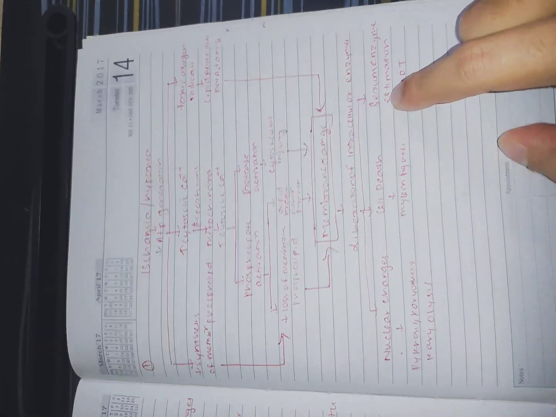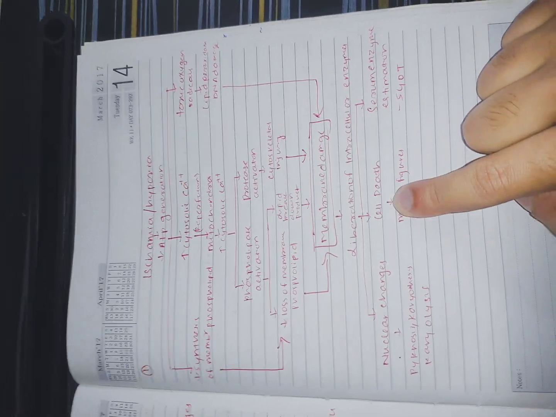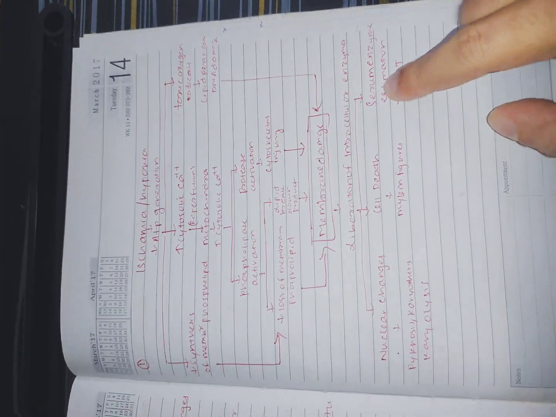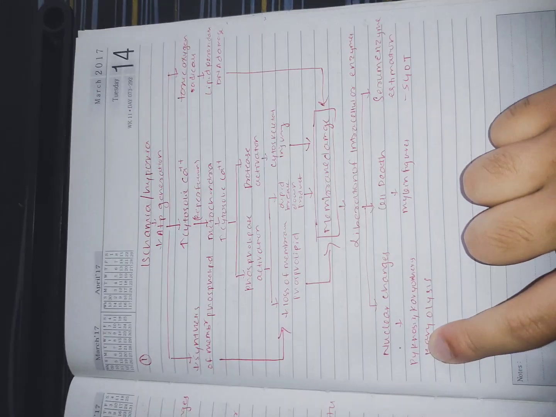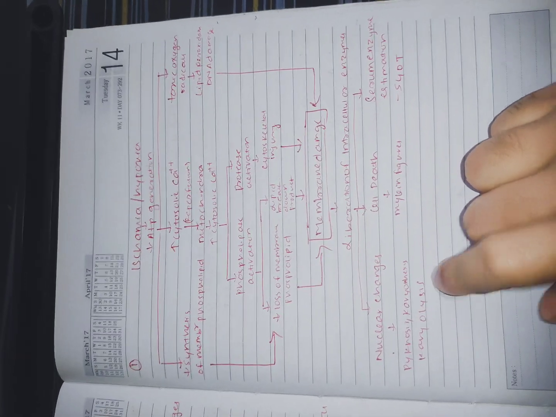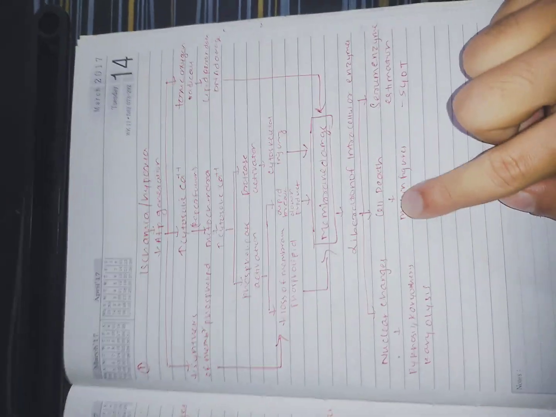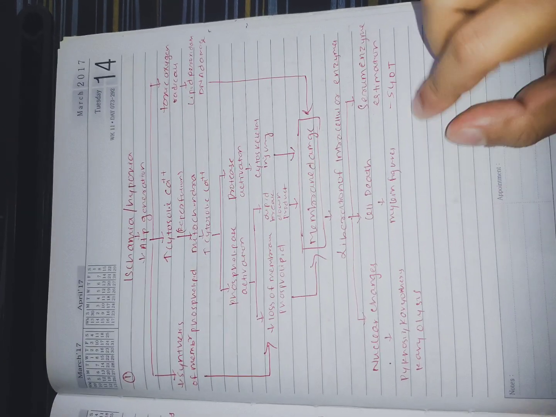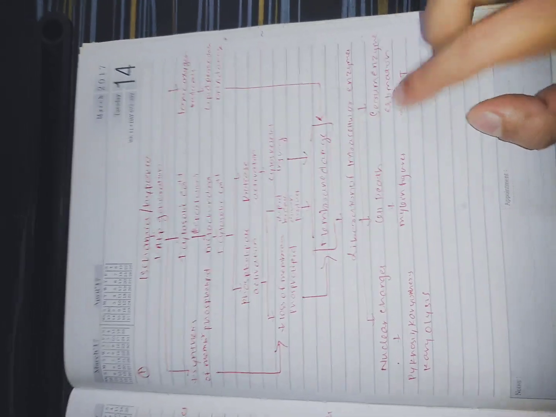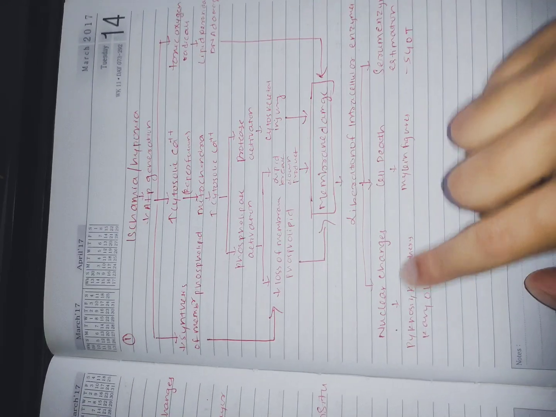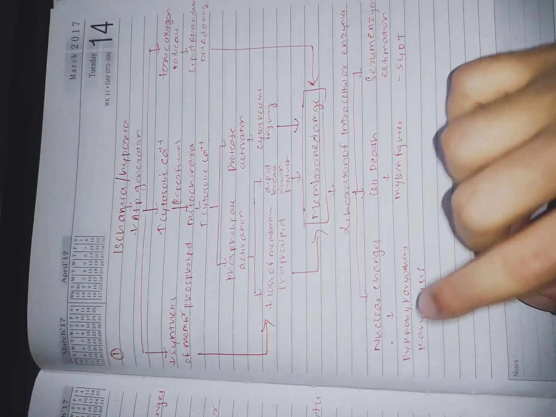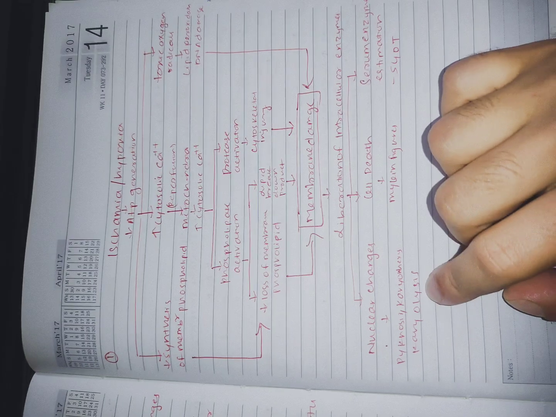That will lead to three changes: nuclear change, cellular change, and serum enzyme estimation. Nuclear changes are pycnosis, karyorrhexis, and karyolysis. In cell death, myelin figures are seen. In serum enzyme estimation, SGOT is seen. In nuclear changes, three changes are seen: pycnosis, karyorrhexis, and karyolysis.